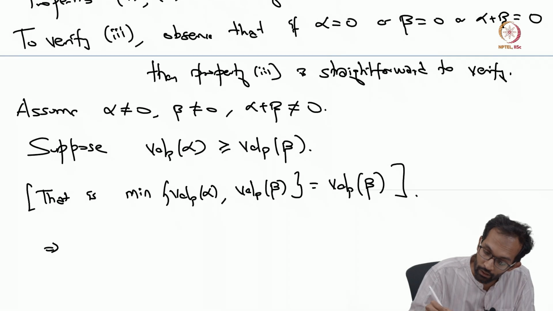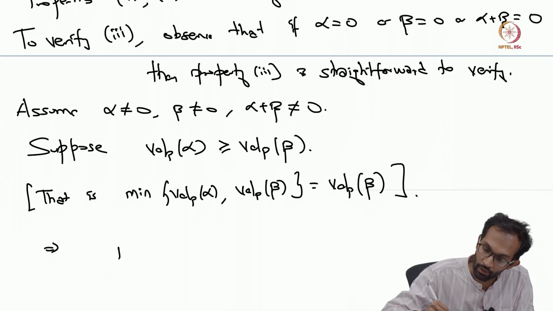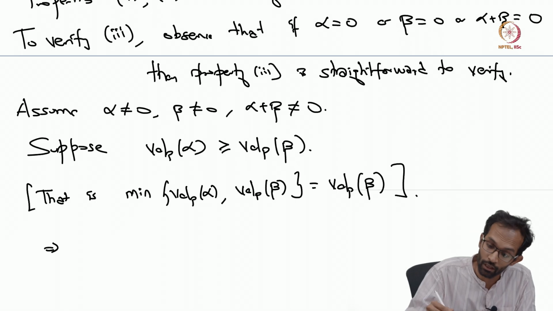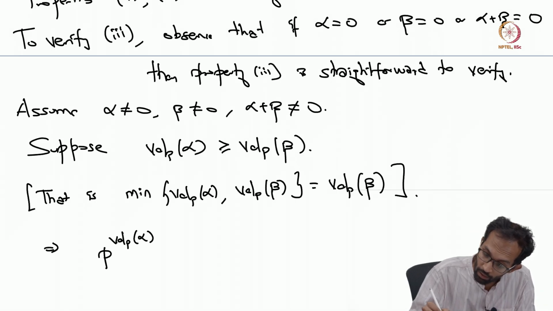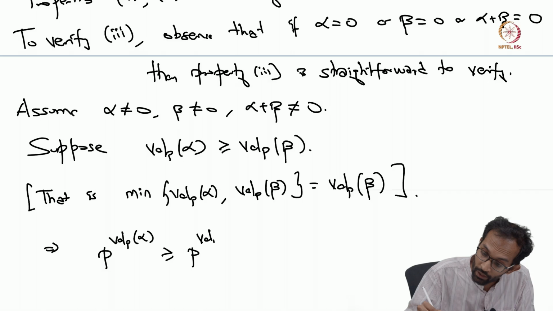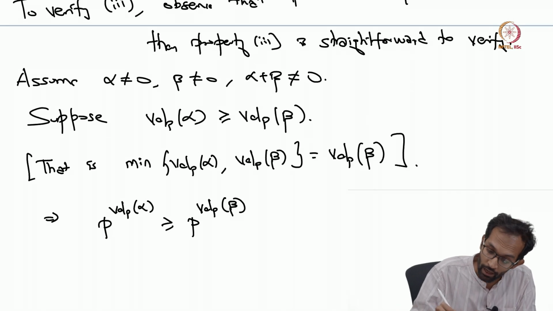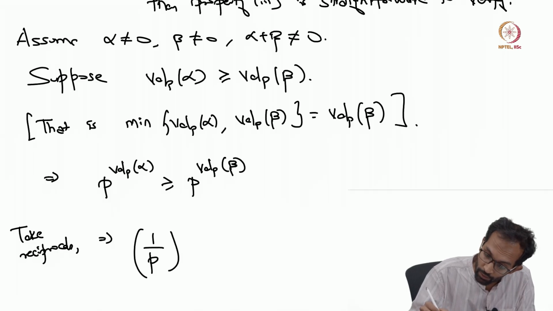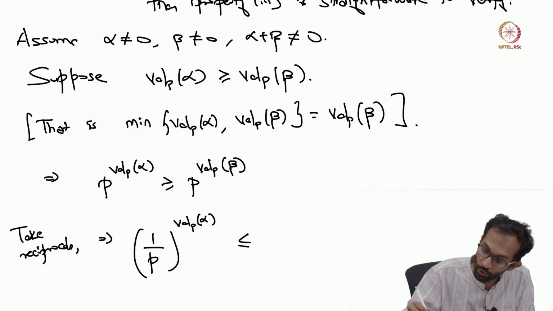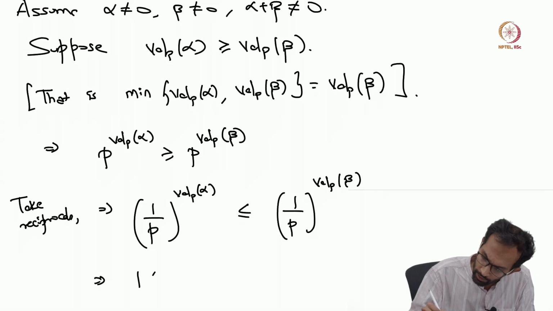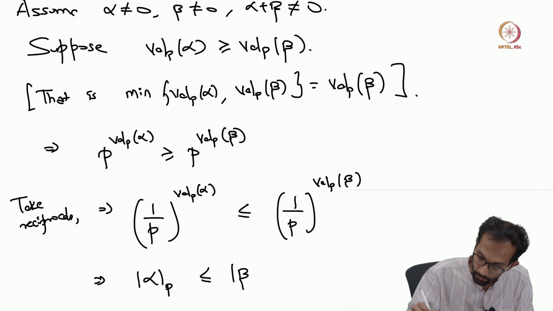But you have that the p-adic valuation of alpha is larger than or equal to the p-adic valuation of beta. If you raise it to the pth power, you get that p raised to the p-adic valuation of alpha is larger than or equal to p raised to the p-adic valuation of beta. And then if you take reciprocals, then the inequality sign switches. So you have 1 over p raised to the p-adic valuation of alpha is less than or equal to 1 over p raised to the p-adic valuation of beta. And this just means that the p-adic absolute value of alpha is less than or equal to the p-adic absolute value of beta.